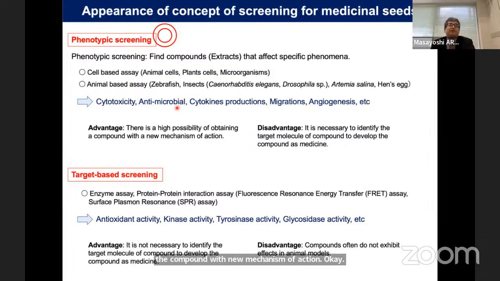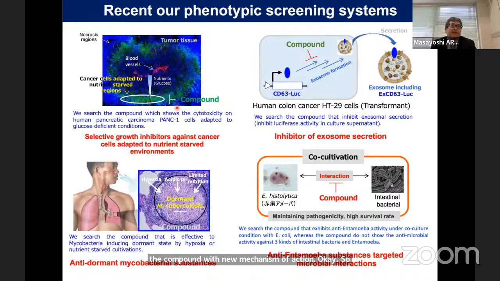Okay. So this slide shows our recent phenotypic screening systems. The first is screening for anti-cancer agents. Cancer cells adapted to a low-nutrient environment, which is partially present in tumors, are considered to be a major cause of pathological deterioration. So we are searching for selective growth inhibitors against cancer cells that are adapted to a low-nutrient environment.